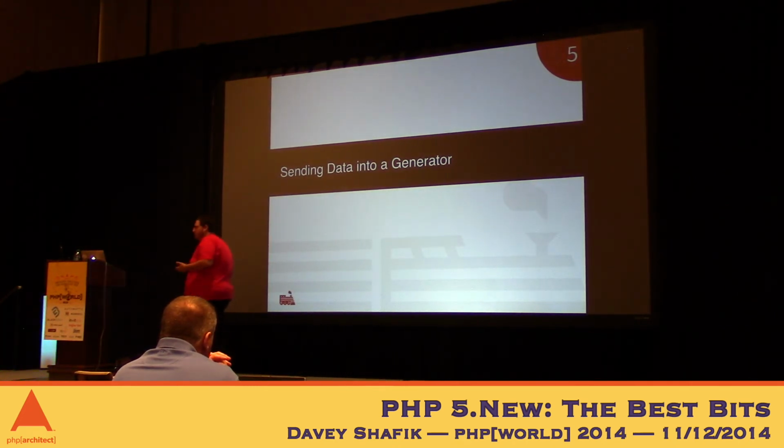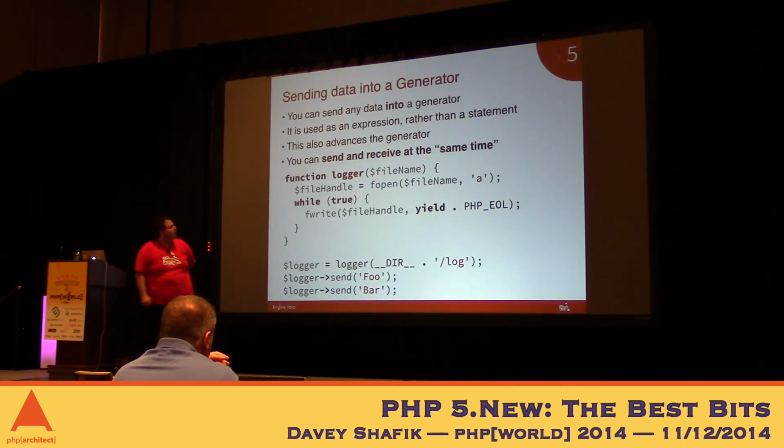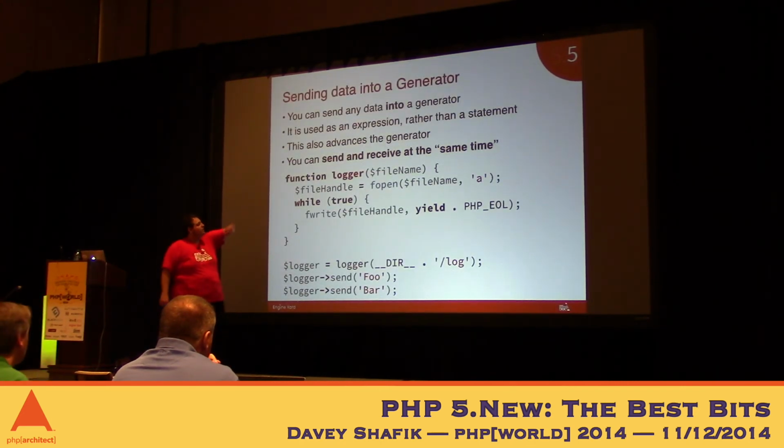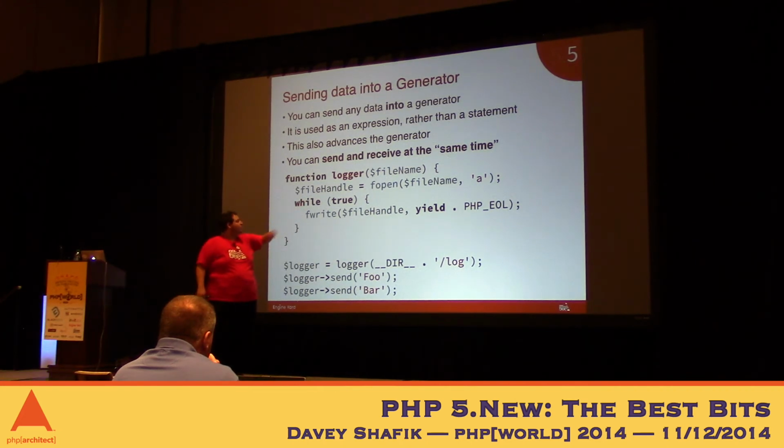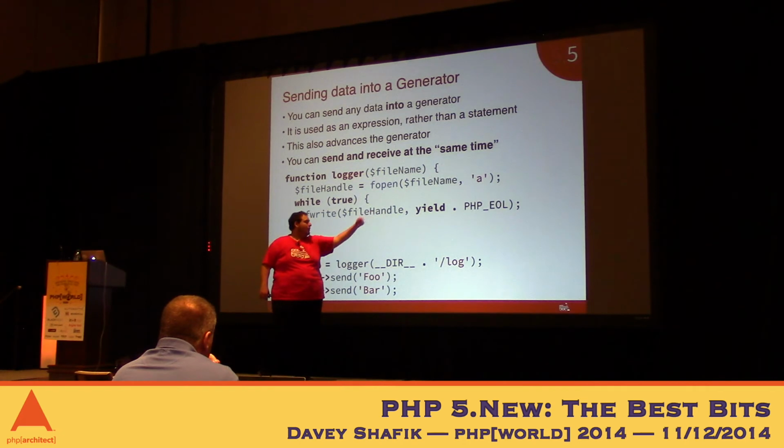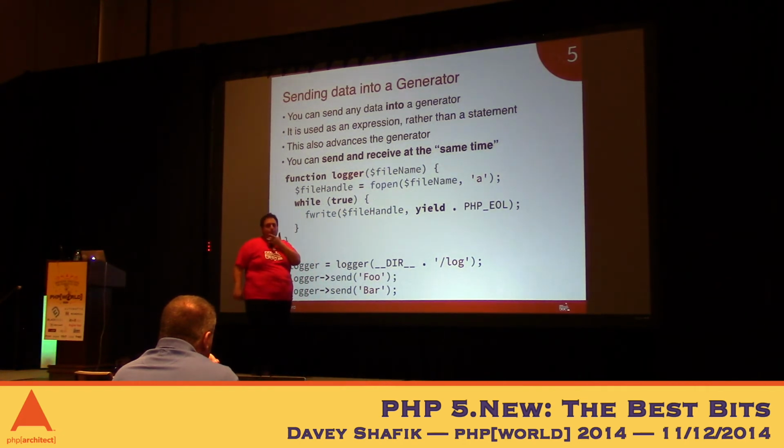The only one I've really seen is the one that's in the RFC, which is this one right here. So a logger function takes in the file name that you want to open. File handle equals fopen. While true, write whatever is yielded, so whatever's passed in, plus a new line, to the file handle, right? Logger equals logger. We want to open a file called log. Send foo, send bar. Each one of these will jump in at the yield keyword right there and write it to the log file.